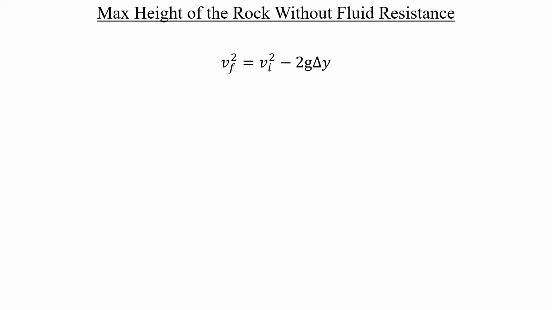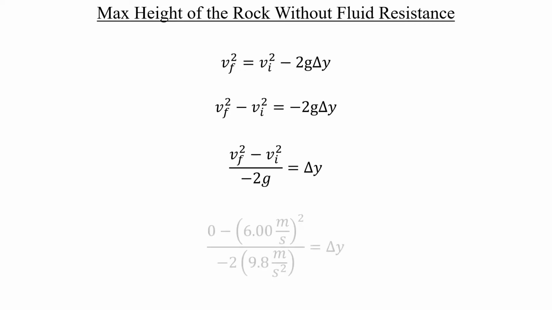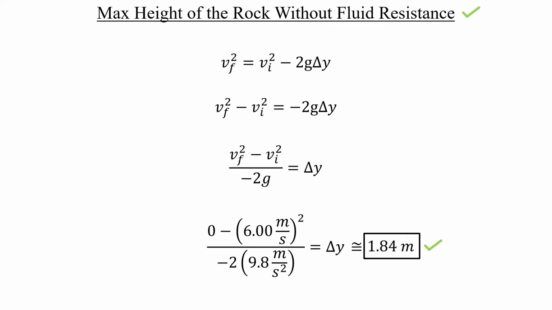The quantity that represents how high the rock will rise is this delta y variable, so let's isolate that one. I'll move the initial velocity squared term over to the left-hand side first, and then divide both sides by minus 2g. When we plug in our numbers, the negatives in the numerator and the denominator will cancel out, and we end up with a positive 1.84 meters, and that's 1/2 of part A complete.